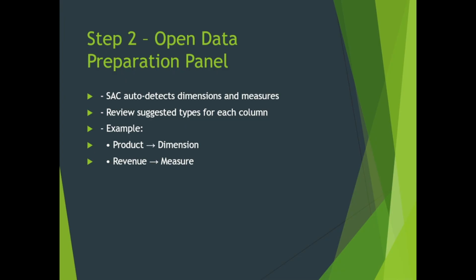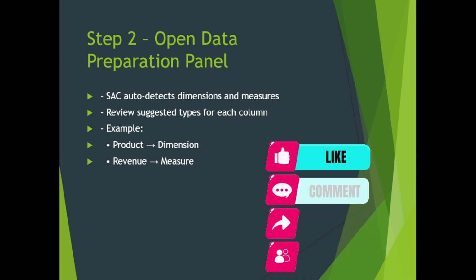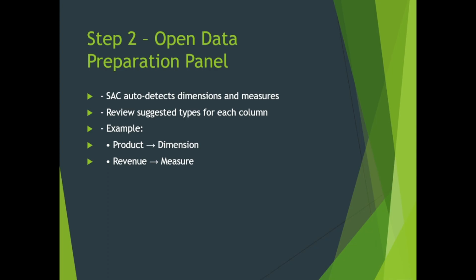At that stage we just have to review the types of the columns, what SAP Analytics Cloud suggests. For example, we have to check that product is in the dimension section, and that revenue or these types of quantitative columns are in the measure section or not. This is a very important step. We have to finalize our dimensions and measures.